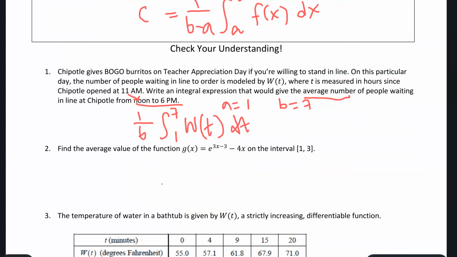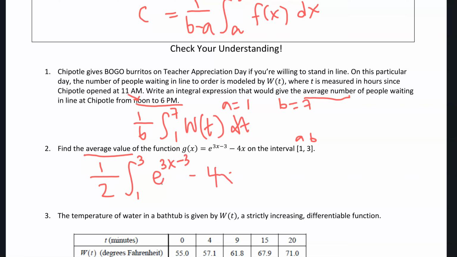All right, I'm going to set up number 2 for you. So find the average value of the function on the interval here. So this is my a, this is my b. So I'll say 1 over 3 minus 1, so that'll be 1 over 2. And then the integral from 1 to 3 of e to the 3x minus 3 minus 4x dx. And then I can integrate it and simplify.